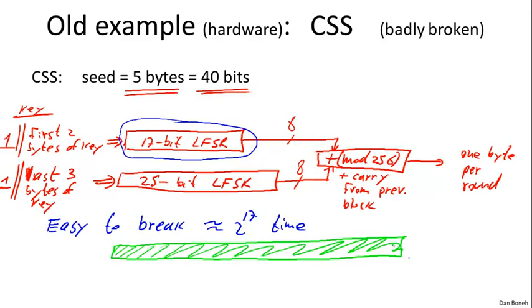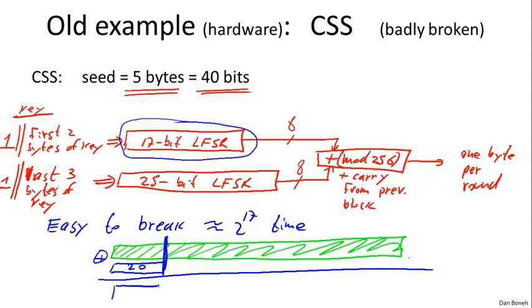However, it so happens that because DVD encryption is using MPEG files, you know a prefix of the plaintext. Let's just say maybe this is 20 bytes. Well, if you XOR these two things together, what you'll get is the initial segment of the PRG. You'll get the first 20 bytes of the output of CSS, the output of this PRG.